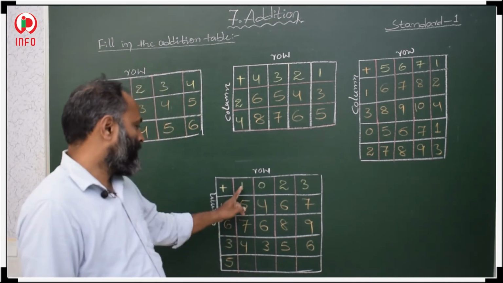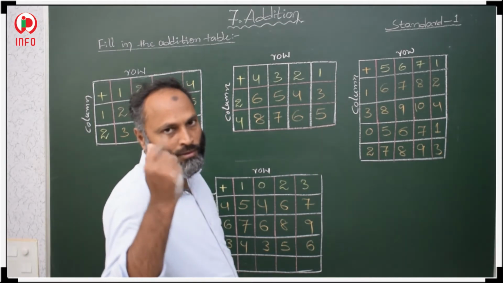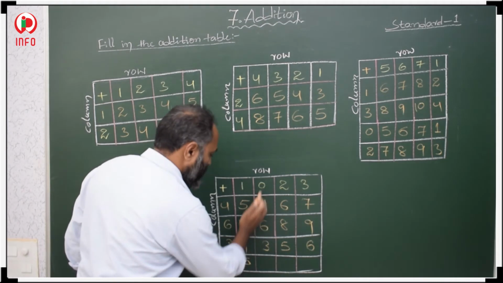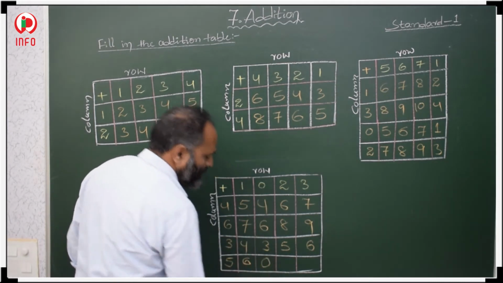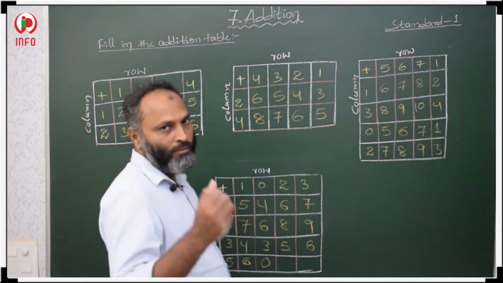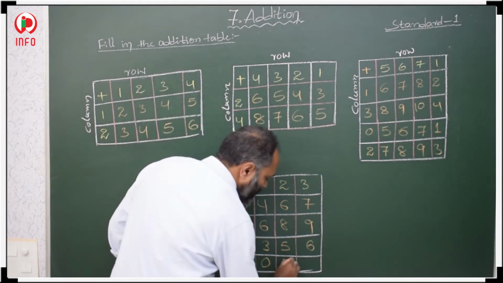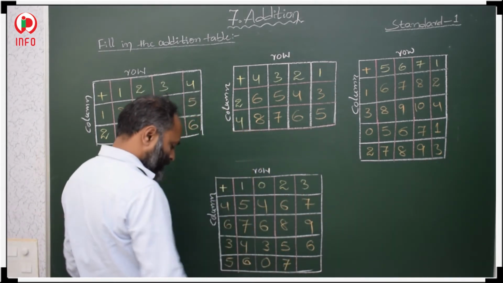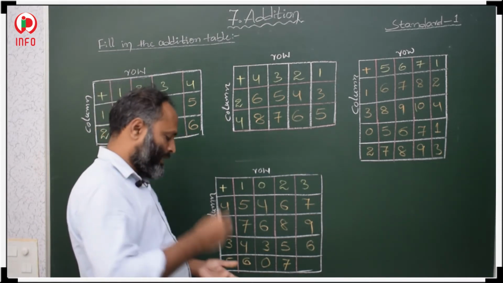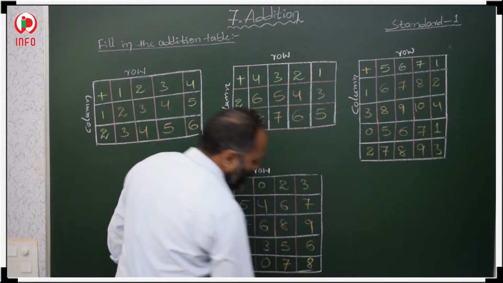Then last, 1 with 5. After 1, 5 numbers: 2, 3, 4, 5, 6. 0 plus 5 is 5. 2 plus 5: 3, 4, 5, 6, 7. Then 3 plus 5: 4, 5, 6, 7, 8. So what is the last one? 8. Okay. So like this we have to check.